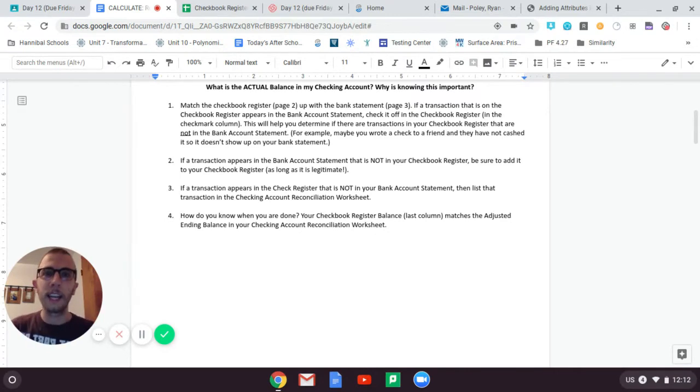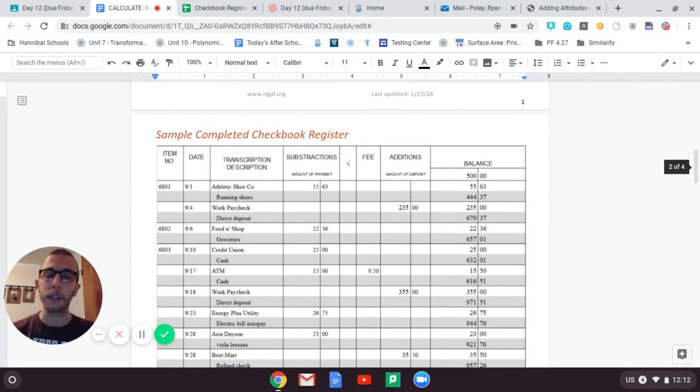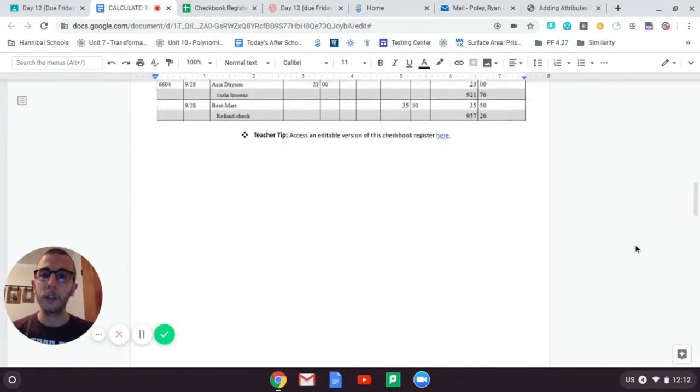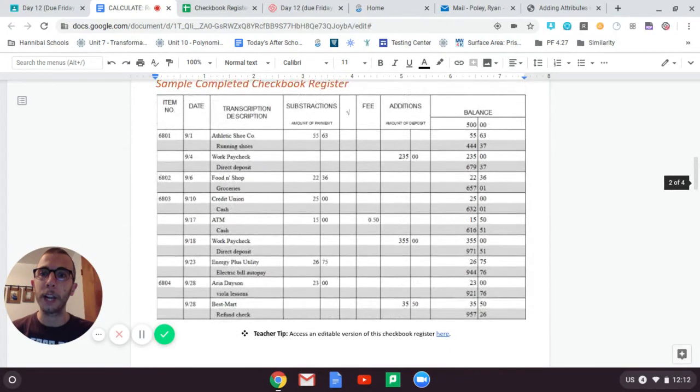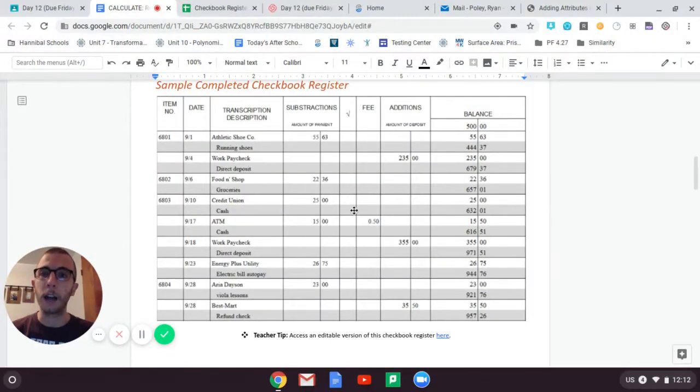So if a transaction that is on the checkbook register appears in the bank account statement, check it off in the checkbook register. Okay, so if a transaction that is on the register right here appears on the bank account statement, we are going to put a check mark in this middle column to let us know that that transaction is already accounted for on our bank statement.